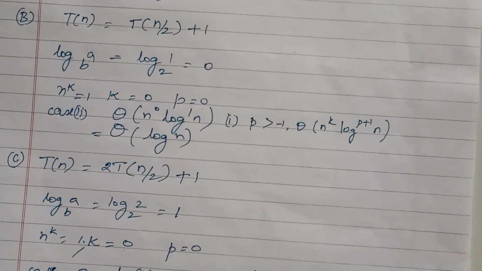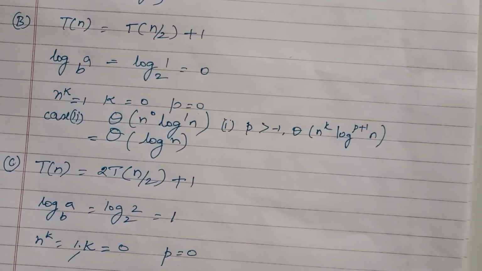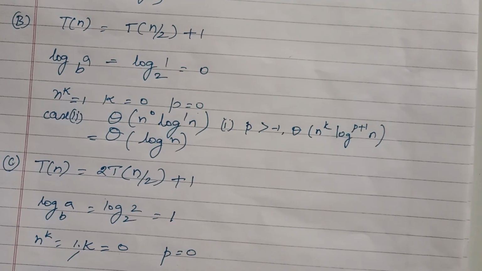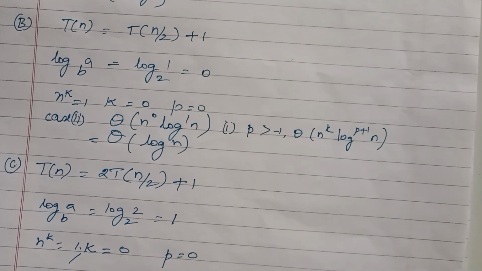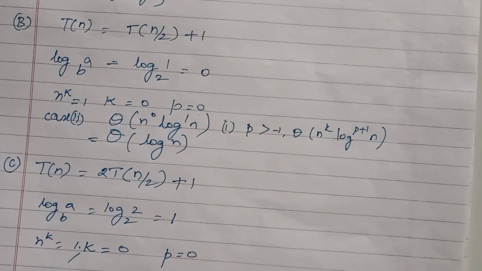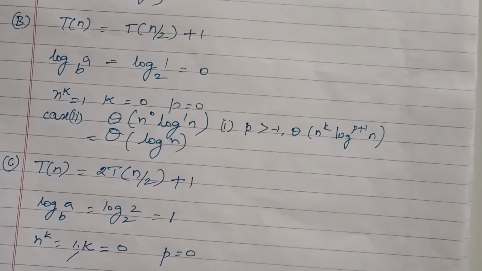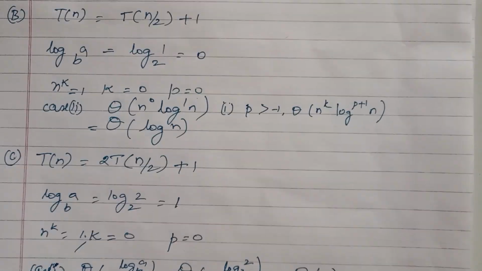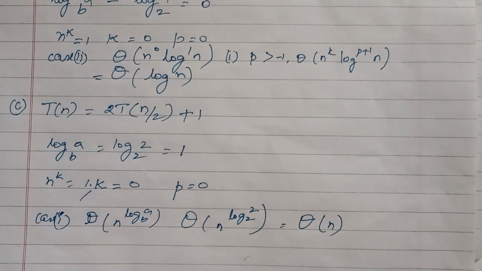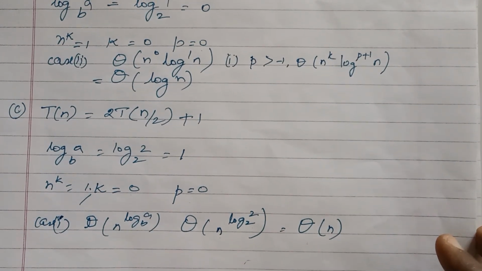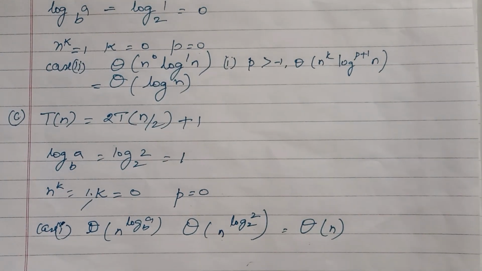Next option, T(n) = 2T(n/2) + 1. Here you have log_b a, log 2 base 2, which is equal to 1, and then again you have the value 1. So n^k is 1, which means k equals 0 and p equals 0. So it goes into case 1 as log_b a is greater than k. So it is order of n to the power of log_b a, which is n to the power of log 2 base 2, which is 1. So it's order of n. So the answer is order of n.